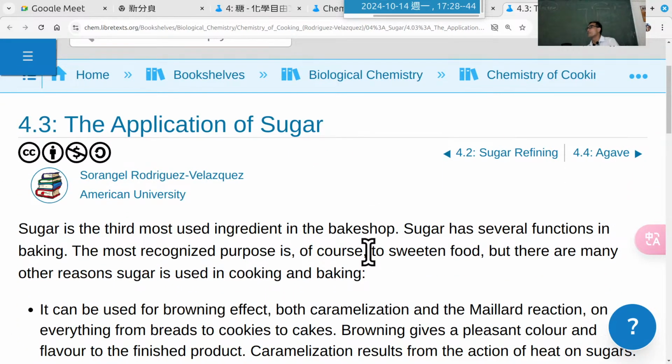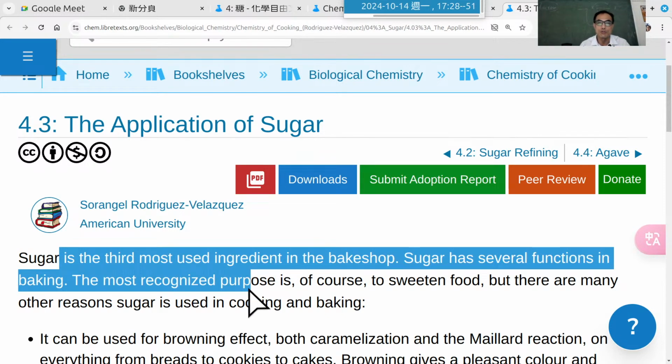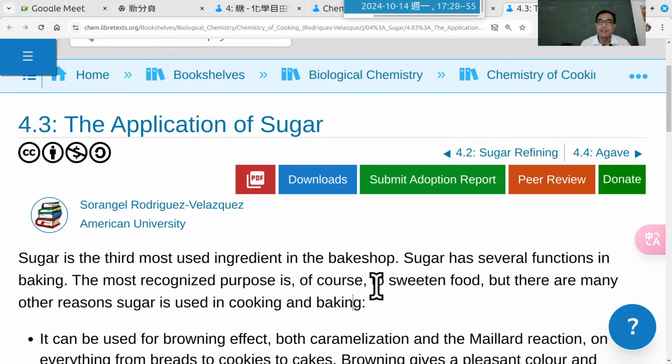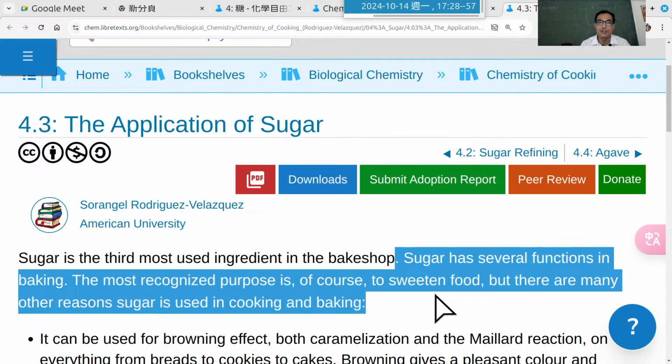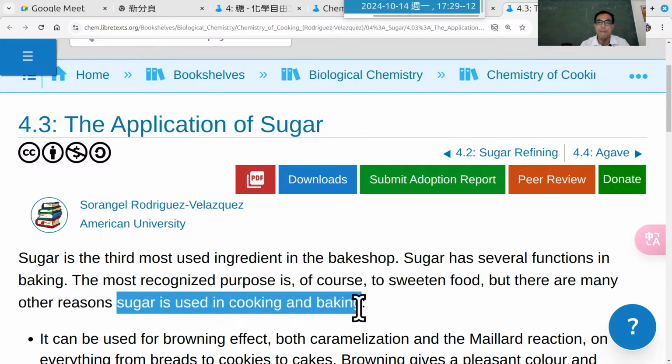Okay. The topic is the application of sugar. Sugar is the most used ingredient in the bake shop or bakery. Sugar has several functions in baking. Okay, the most recognized purpose is, of course, to sweeten food. But there are many other reasons sugar is used in cooking and baking.